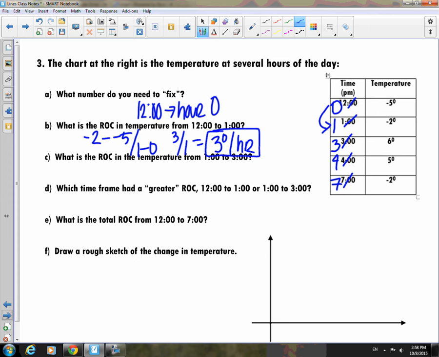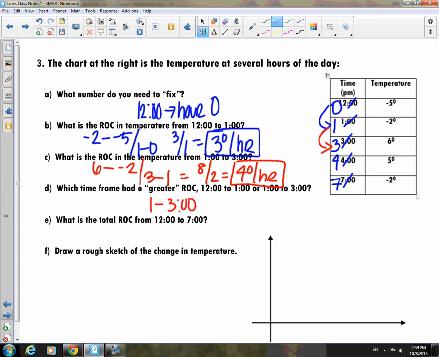Question 3, what is the rate of change in temperature from 1 o'clock to 3 o'clock? So now we're looking here from 1 o'clock to 3 o'clock. So we've got 6 minus -2 over 3 minus 1. So we're looking at 8 over 2, which is now 4 degrees per hour. Which time frame had the greater rate of change, 12 to 1 or 1 to 3? So the higher rate of change was our 4 degrees per hour, so that would be from 1 to 3 o'clock.